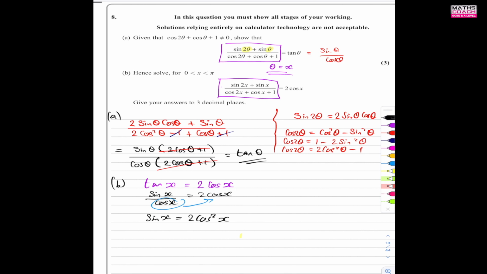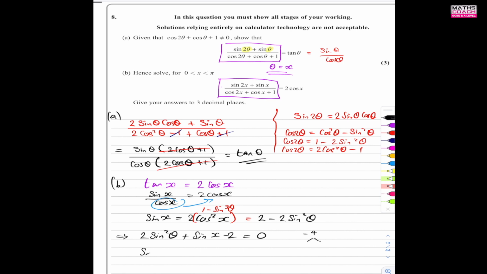Now we've got two different trig functions in this equation. We can't factorize the sine or the cos out, in which case in order to get a single trig function, we're going to have to replace the cos squared with 1 minus sine squared. So that expands into 2 minus 2 sine squared x. So that rearranges to 2 sine squared x plus sine x minus 2 equals 0. And if we now factorize this quadratic, I think it will factorize. Right, so it won't factorize, so let's just use the quadratic formula or the calculator.